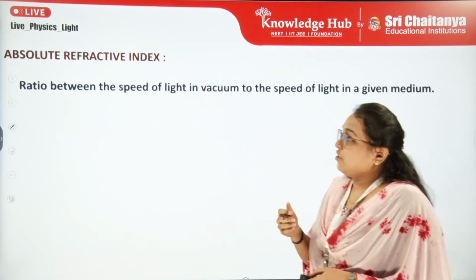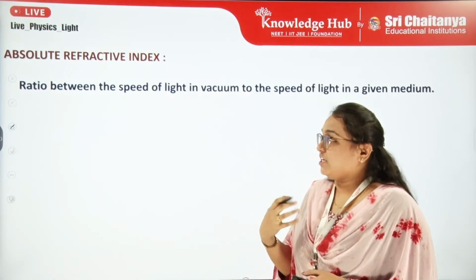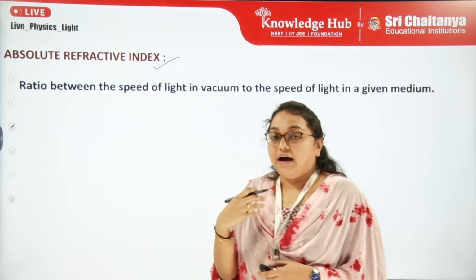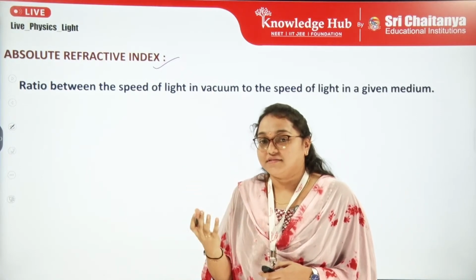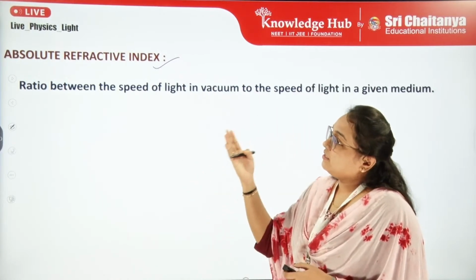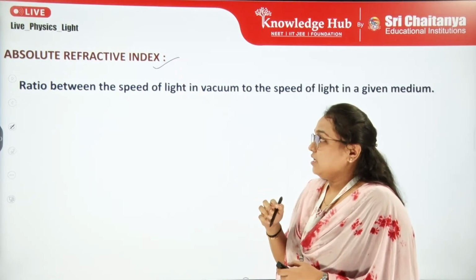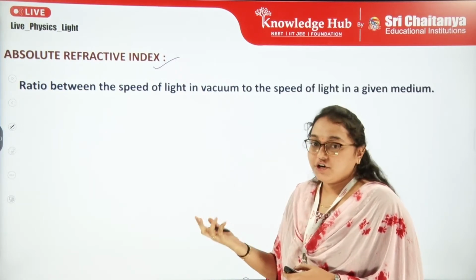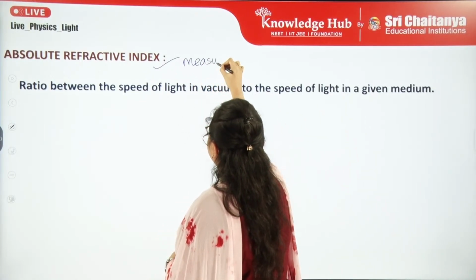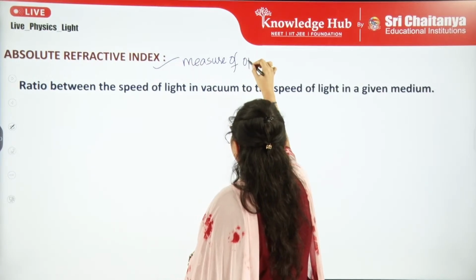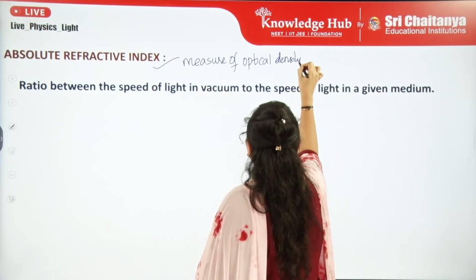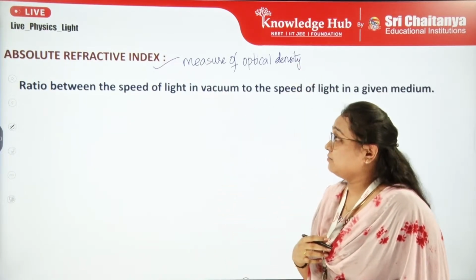The optical density of a medium is measured by using a factor called absolute refractive index. So if they ask us what optical density is, we can explain optical density based on this absolute refractive index. Absolute refractive index is a measure of optical density of a medium.